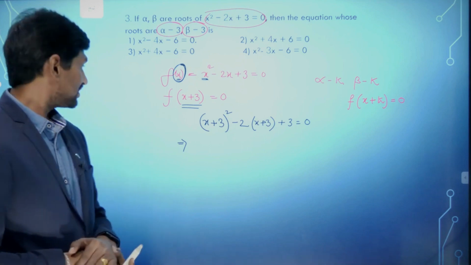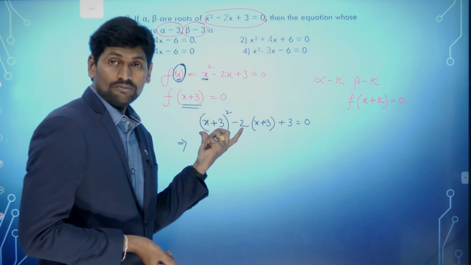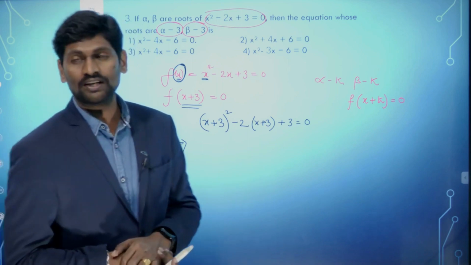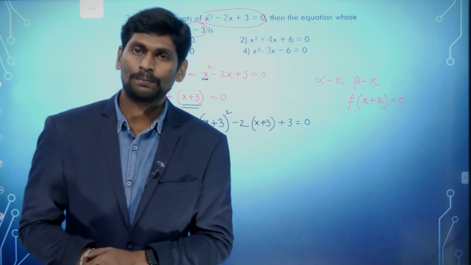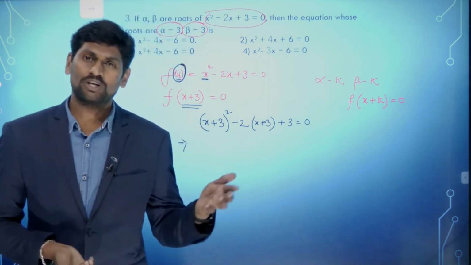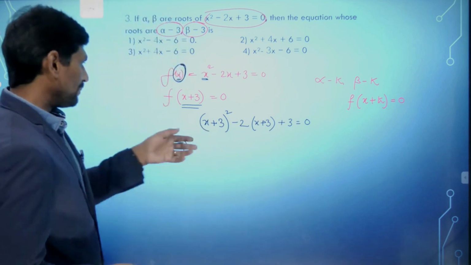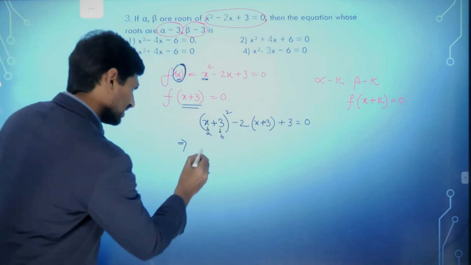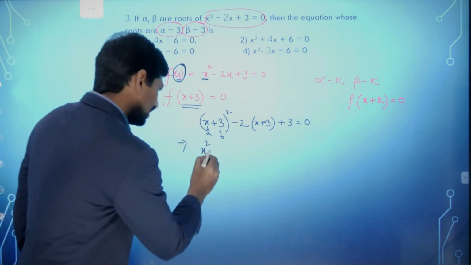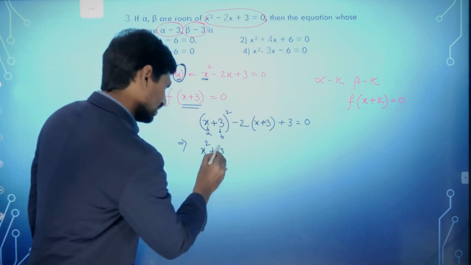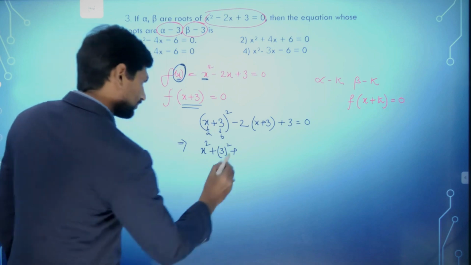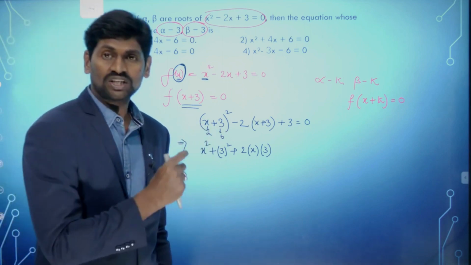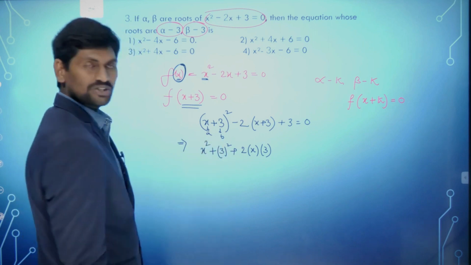Next. See that first one, x plus 3 whole square. That is nothing but one of the algebraic identities, the a plus b whole square formula. What is a plus b whole square formula, children? Very good. a square plus 2ab plus b square, or a square plus b square plus 2ab. Anything same. Now I am expanding like that. Here what is a? a means x, b means 3. Expansion: a square, so x square, plus b square, 3 square, plus 2ab, 2 into x into 3. I am just expanding the first term because it is looking like a plus b whole square. So a square plus b square plus 2ab.